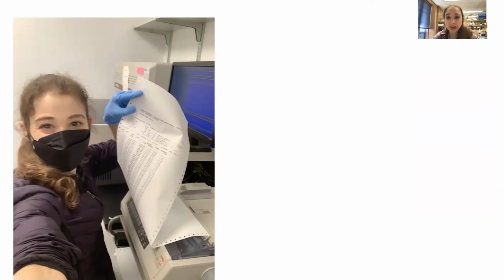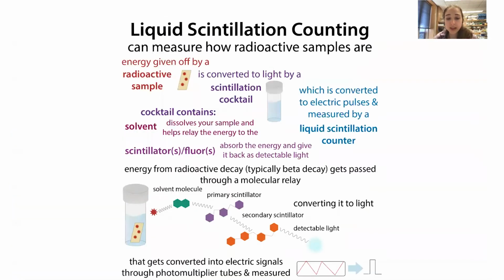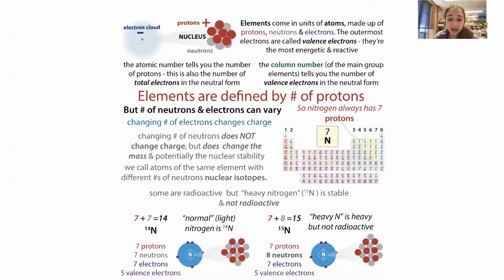So now that we've seen what it looks like, let's talk about what it would look like at the very, very molecular level. What's happening is we're measuring radioactivity. The basics of radioactivity is that we have versions of molecules that act like they're normal, but they give off this radioactive energy.